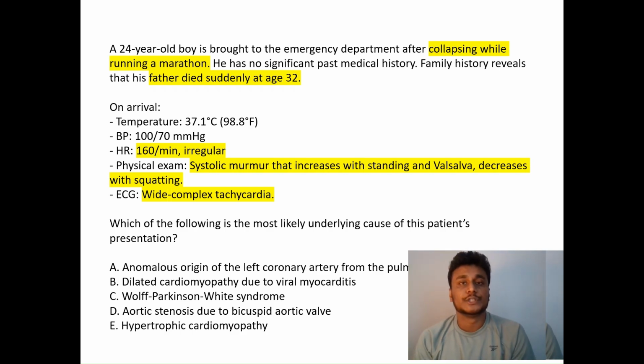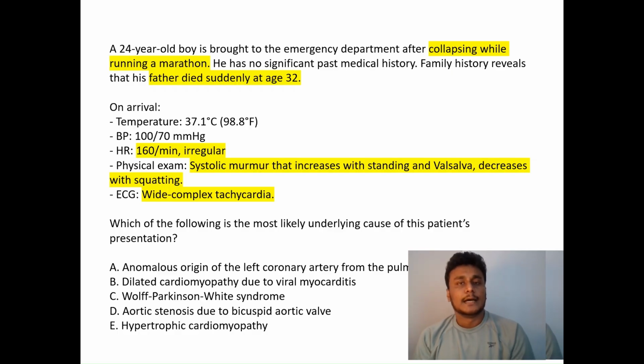So let's go through the options one by one now. Option A is anomalous origin of the left coronary artery from the pulmonary artery. I'm sorry, my video is blocking a little bit of the option there. Okay, so this is a long option, so let us break it down little by little.